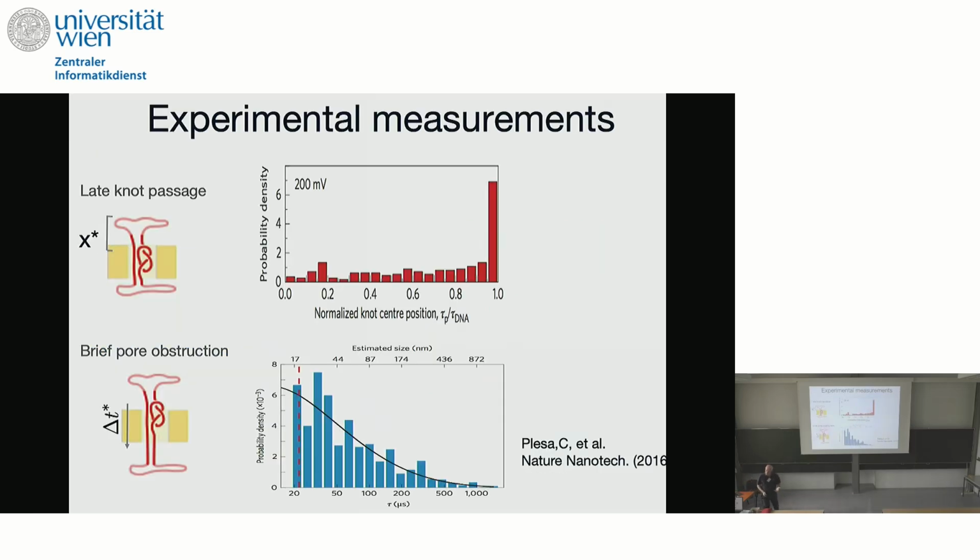Then the phenomenology complicates things or makes them more interesting, according to perspectives. What they saw, what they reported, is that if they looked at when the passages of knots were happening, they saw that they were mostly happening towards the end of the translocation process. So there was a bias. You would expect them to be uniform, maybe, but they saw a bias towards that. Not only that, the distribution of durations was very broad, possibly indicating that you had knots of very different sizes, possibly.